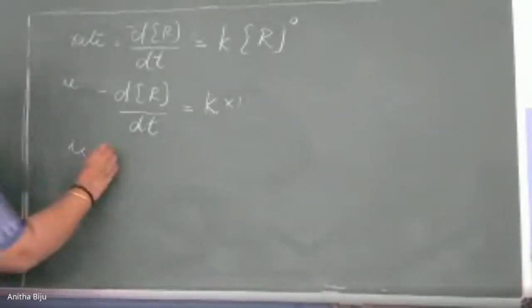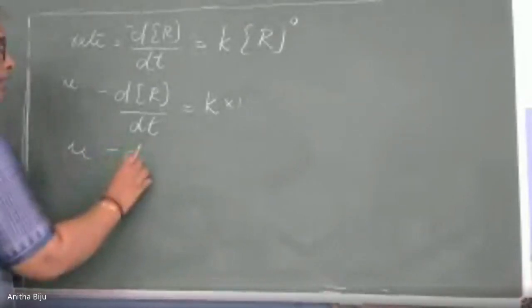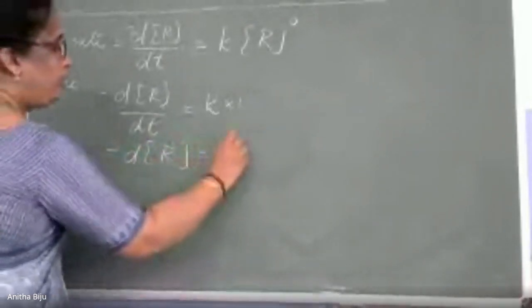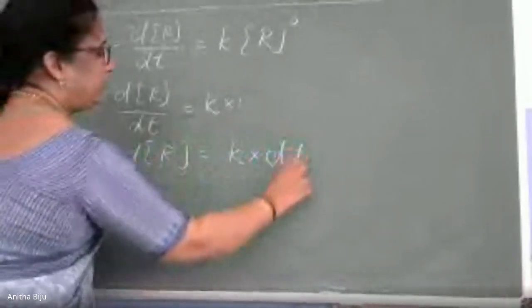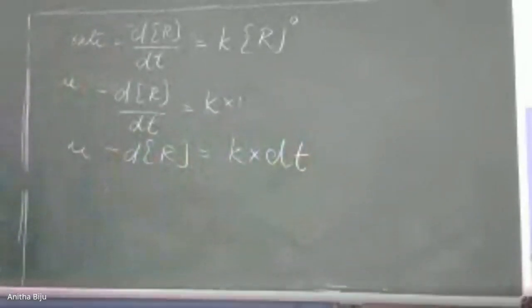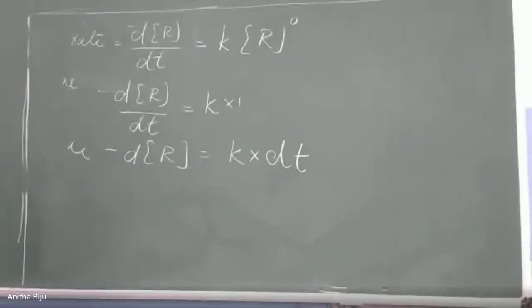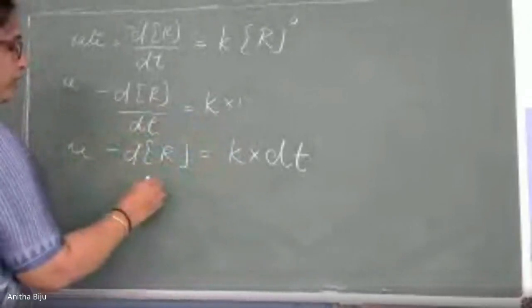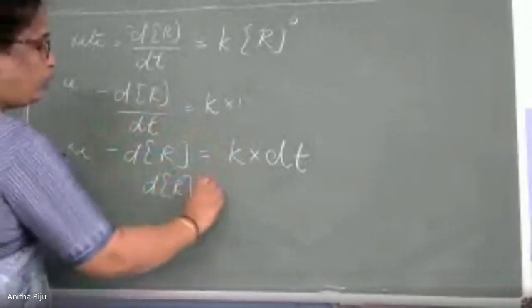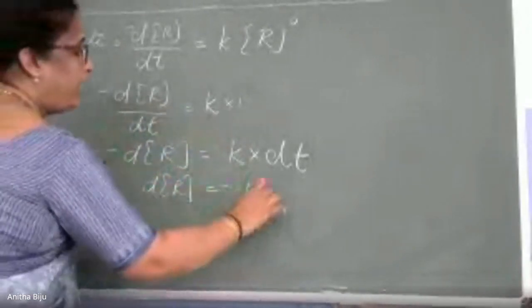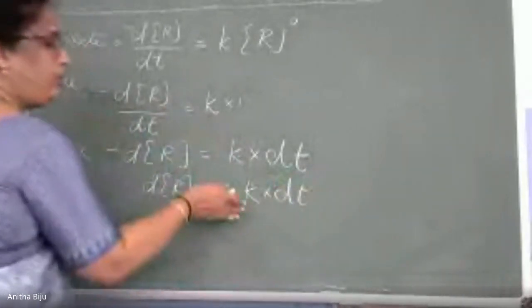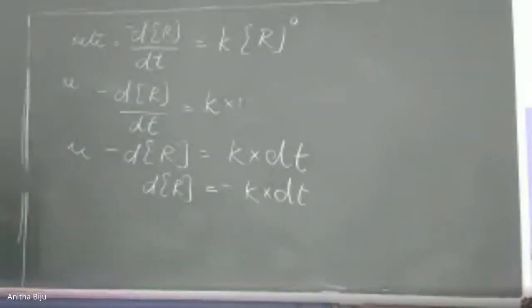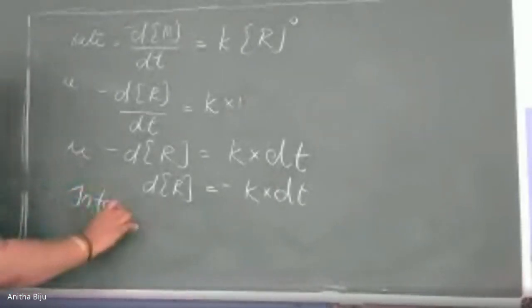Now we can rearrange the equation this way: minus dR is equal to k into dt. Then now we can do one thing. We can shift this negative sign there. So we have dR equal to minus k into dt, because k is a constant. So that's why it is. Now integrating on both sides.